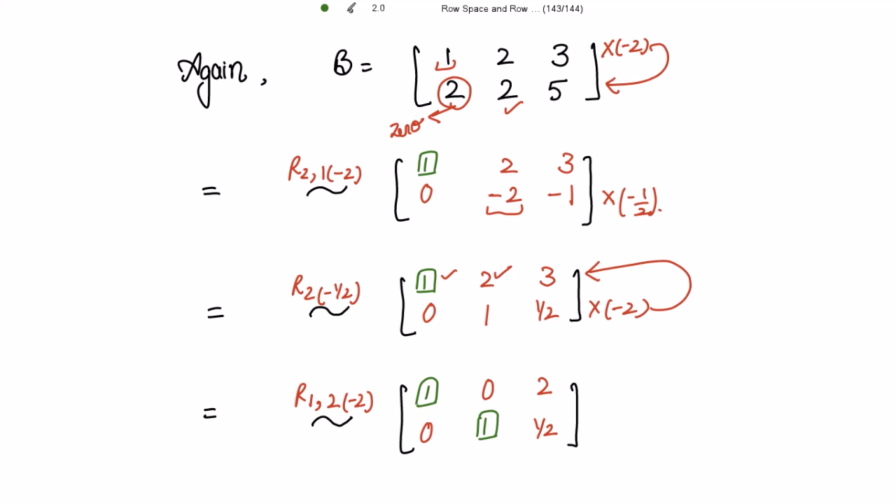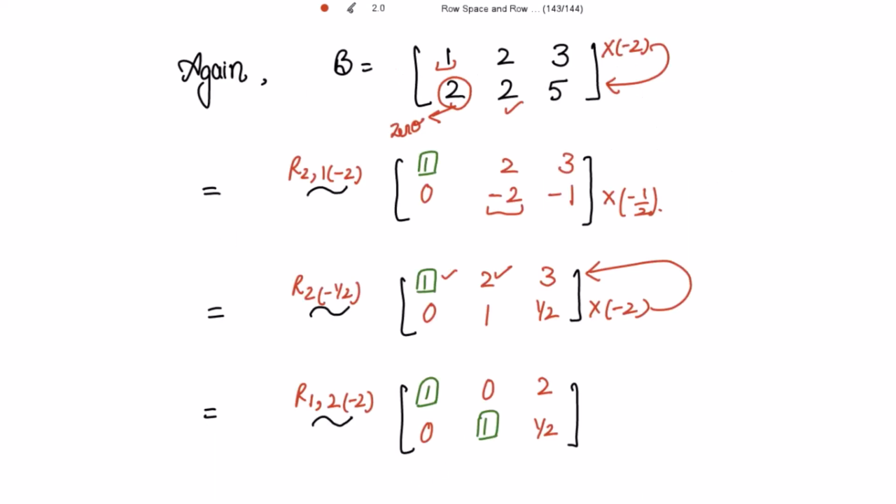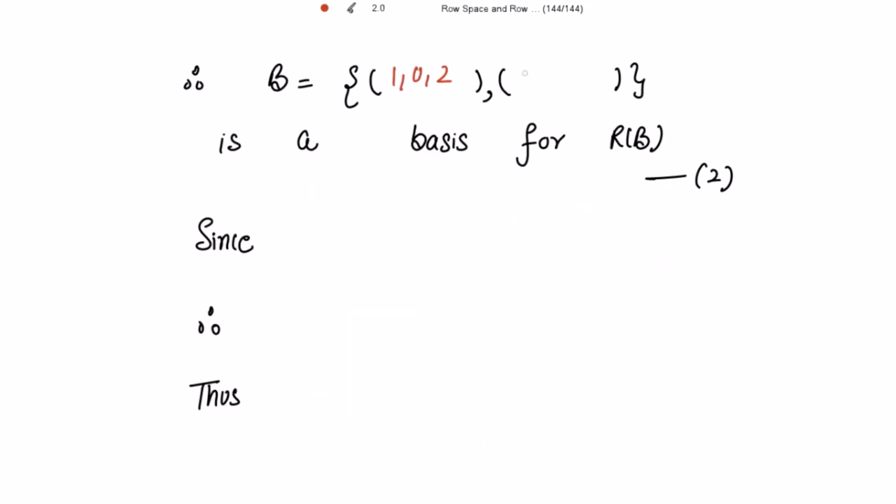So now writing the basis for the row space of B, that is 1, 0, 2 from the first row and 0, 1, 1 by 2 from the second row. So these form the basis for the row space of B. Now, please mark this as 2.